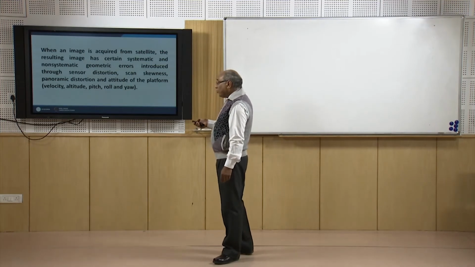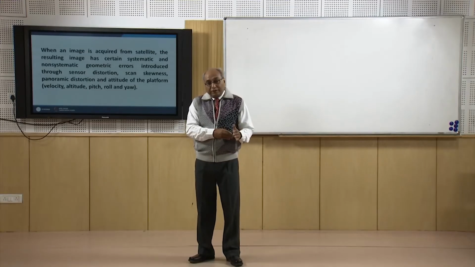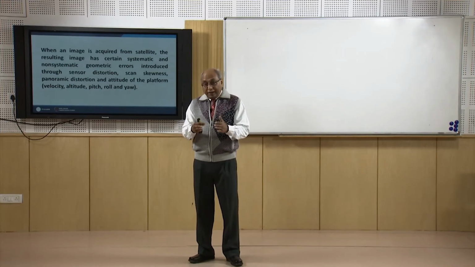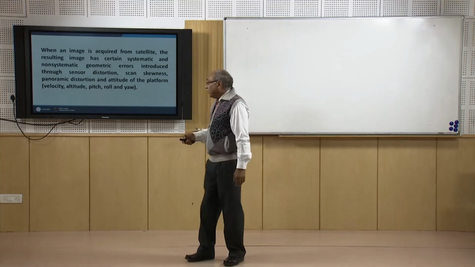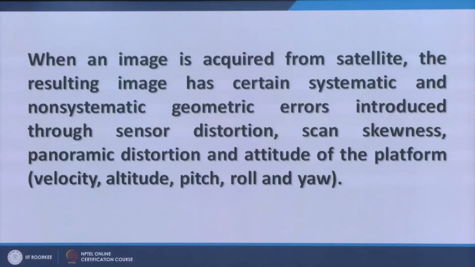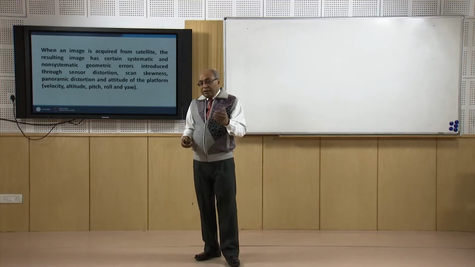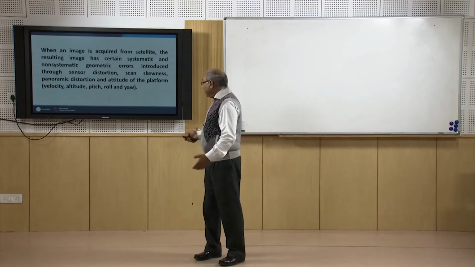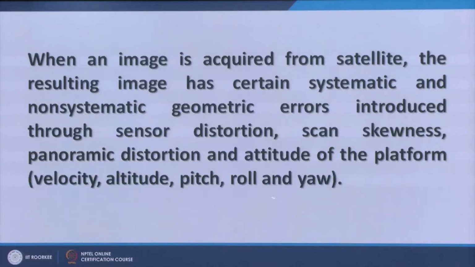Maybe panoramic distortions arise because your satellite has relatively poor spatial resolution, and the data might be covering a very large part of the earth. That means if the swath width is large, then the curvature of the earth will also play a very important role, and your images might get distortions because of panoramic distortions. Maybe attitude of platforms: these satellites are moving objects in space, so sometimes there might be a change in velocity, they might tilt in one direction or another, and therefore they might bring these kinds of errors in the data, like velocity, altitude, pitch, roll or yaw.